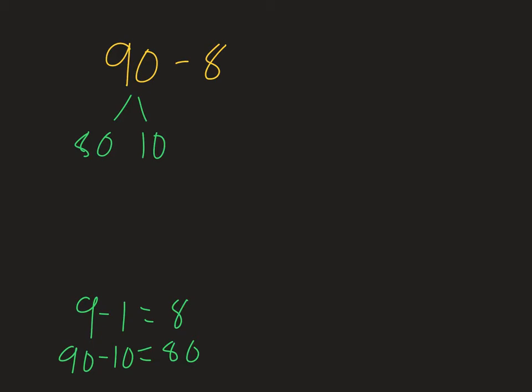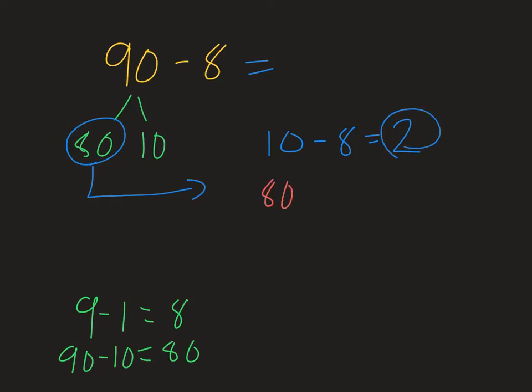Okay. And next is number sentences. So our first number sentence is, we write 10 minus 8, and that equals 2. Next we have to make sure we're adding our leftover numbers. So let's go ahead and do it. 80 plus 2 equals 82.